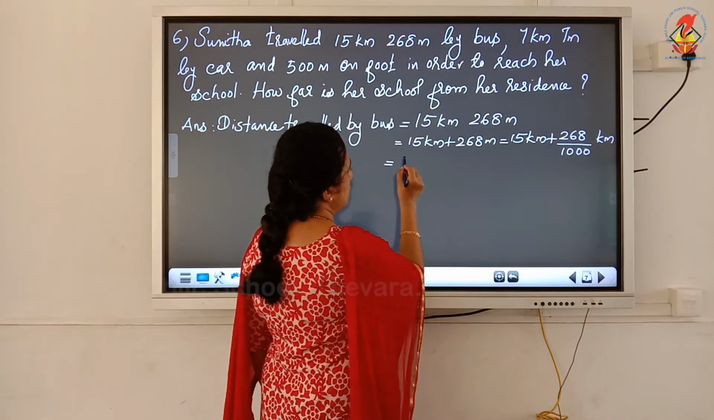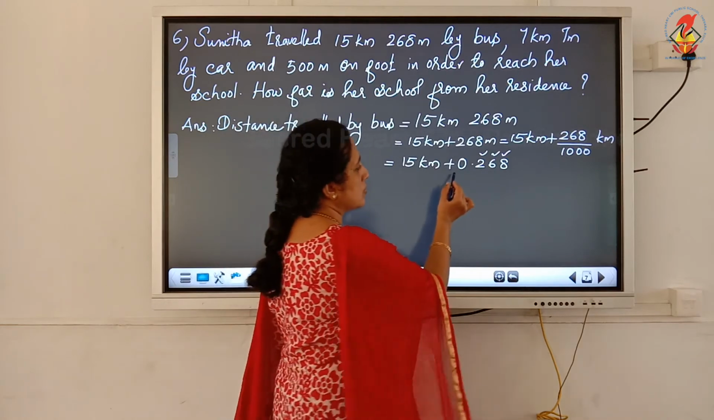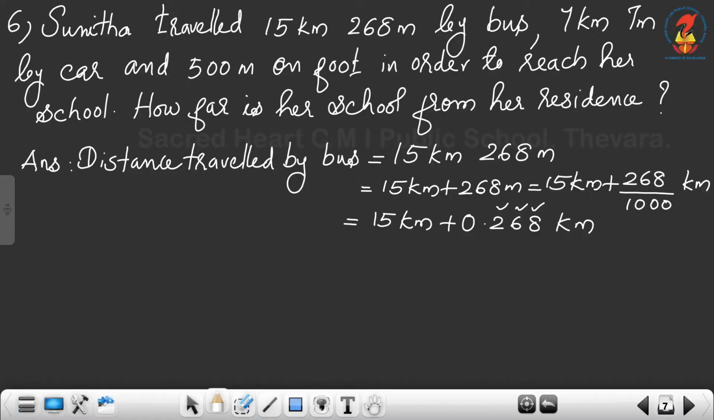So which is equal to 15 kilometer plus 268 divided by 1000. So we have 3 zeros after 1, so we have to move 3 places to the right, starting from the unit place. 1, 2, 3, and after that we have to put the decimal point. So the whole number part is not present, so we can put 0 in the whole number part. So 0.268 kilometer.